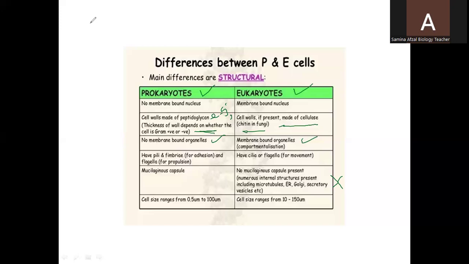So there are different internal structures present. You can see this: the prokaryotic cell size ranges from 0.5 micrometer to 100 micrometer, so it is very small in size, whereas the eukaryote cell size ranges from 10 to 150 micrometer. So eukaryotes are larger than prokaryotes.